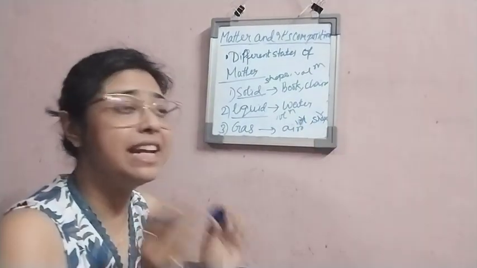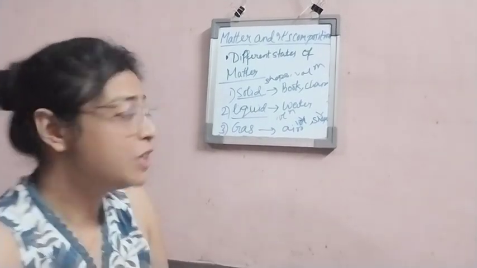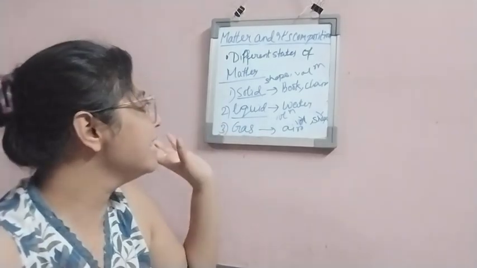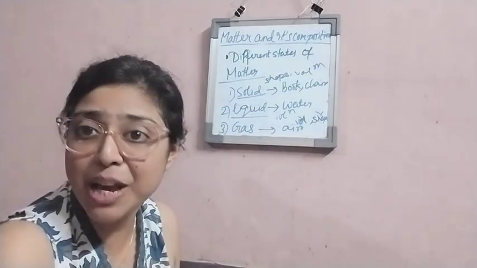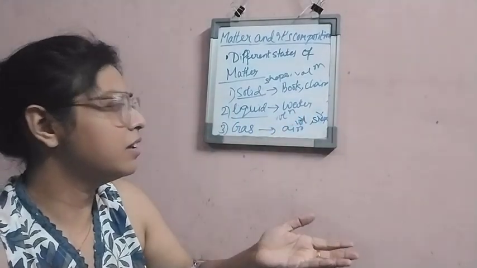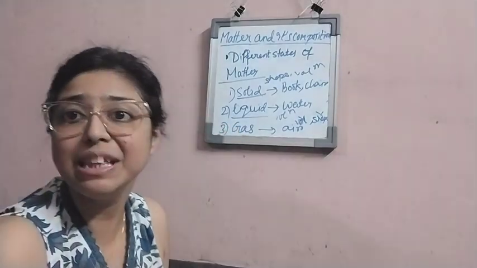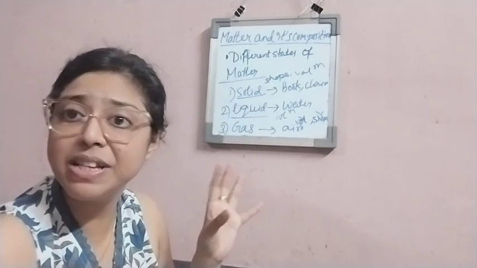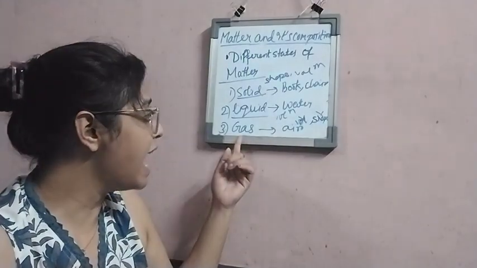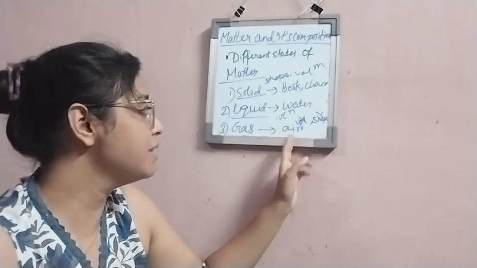Nothing, like fixed volume, no fixed volume, no fixed shape. So simply we can differentiate with this property that solids have a specific shape and specific volume, and liquids, for example water, alcohol, this type of thing, have a specific volume but don't have any specific shape. In case of gas, it doesn't have any specific volume and also doesn't have any specific shape.